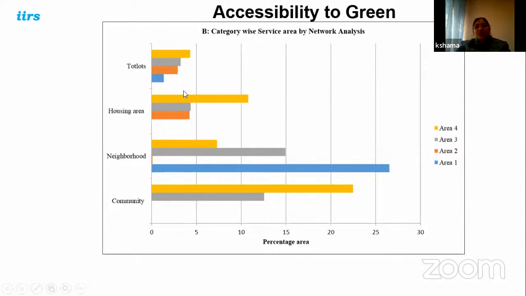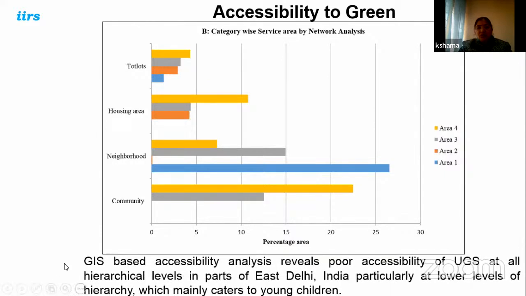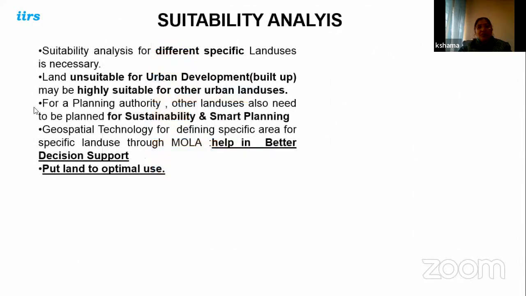Based on this concept, we identified the parks, we identified the road network, and we did the network analysis. We found that most of the smaller parks have a very uneven distribution in the study area, although neighborhood and larger area parks have better distribution. So it reveals poor accessibility at all hierarchical levels in parts of East Delhi, because you can see that not even 30% of the population is served by these parks. So these are some examples of applications.